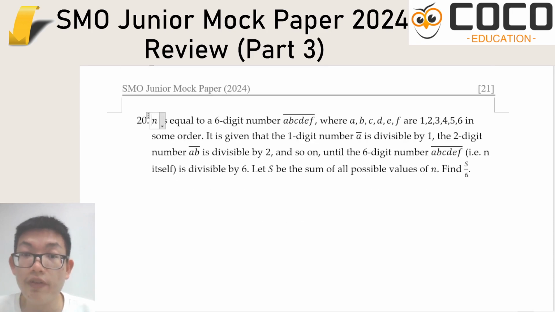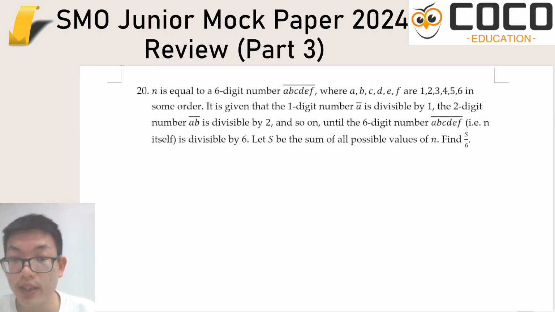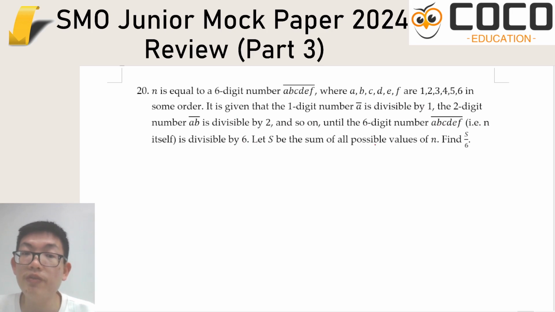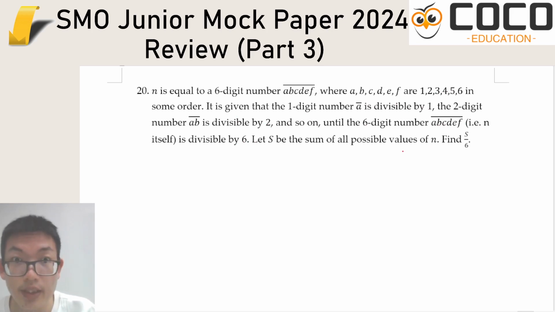So for this video, I think we'll end on this question number 20. For question 20, this is the number A, B, C, D, E, F, a 6-digit number. It's 1, 2, 3, 4, 5, 6 in some order. And then A is divisible by 1, AB is divisible by 2, and so on until A, B, C, D, E, F, the number n itself, is divisible by 6. Let S be the sum of all possible values of n, find S over 6.